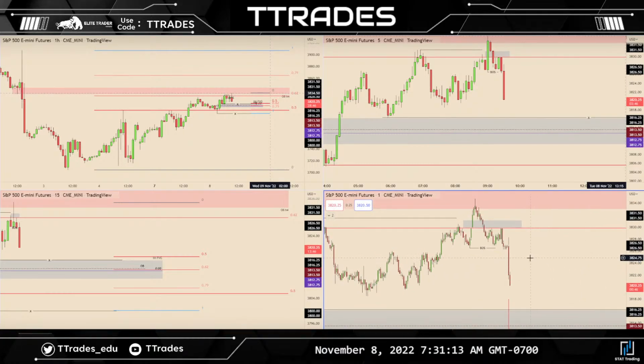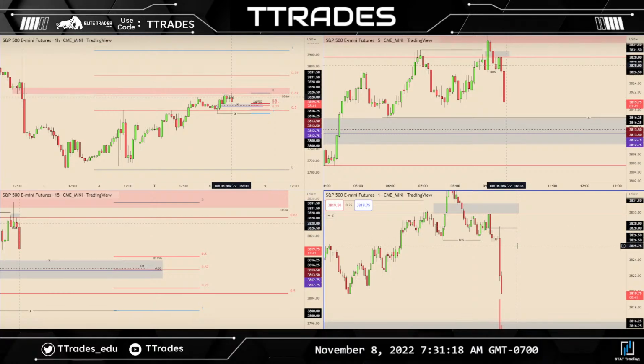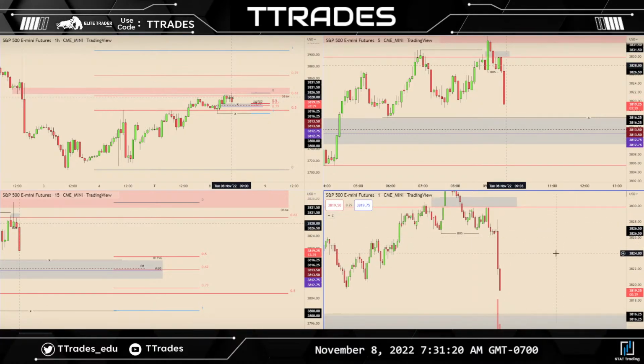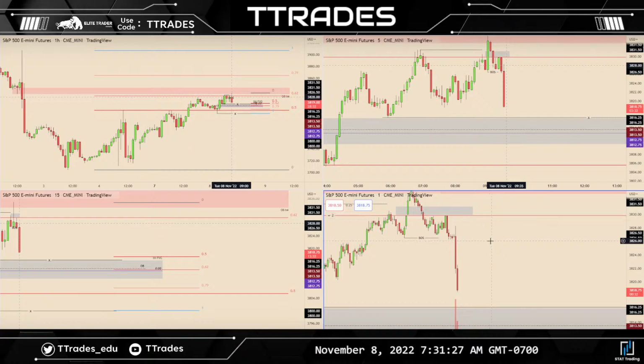Oh, likely that this just continues lower. This was the actual setup, it looks like. Just the order block hit. Kind of lame, honestly. I had the right idea, just didn't give me what I wanted.